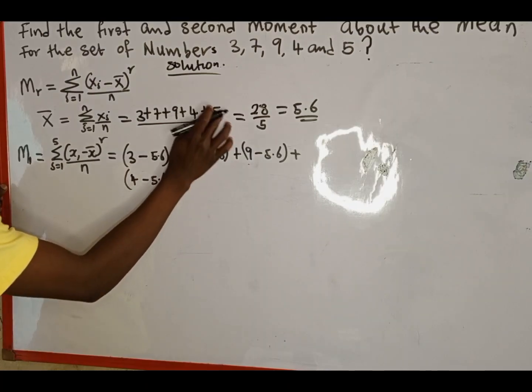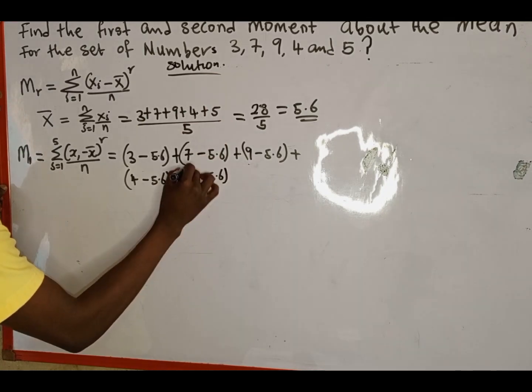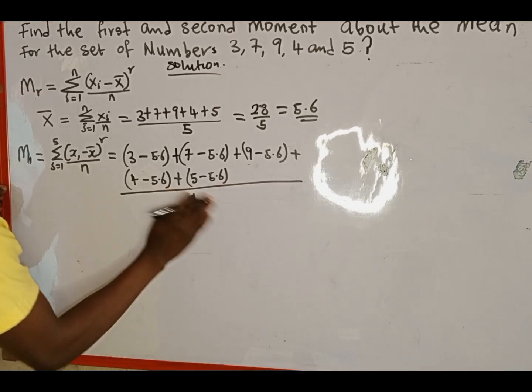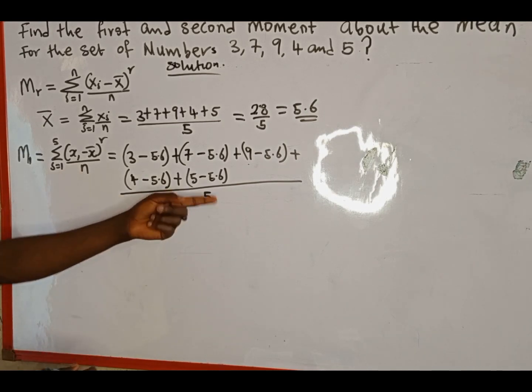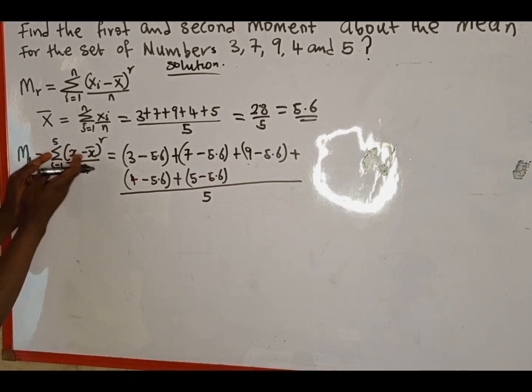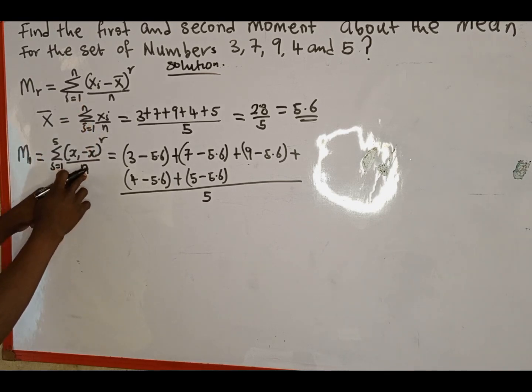Then plus the last one, which is 5, which is 5 minus 5.6, all to the n. And my n is what? n is equal to 5. So you divide all by 5, because from the formula we have the summation of xi minus x bar raised to the power of r, all over n.